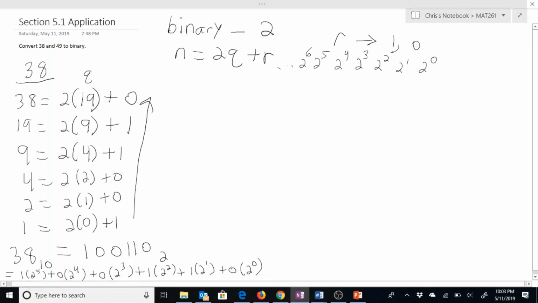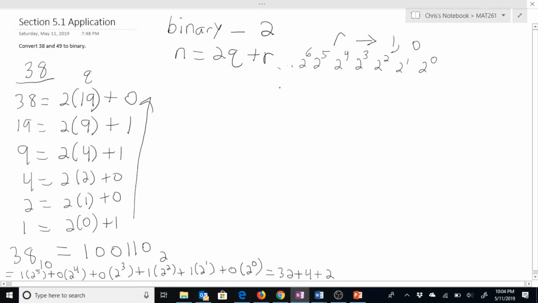So 2 to the 5th, this is 32. These are just zeros, we don't care about those. 2 squared will be 4, and then 2 to the 1st is just 2. And if we add 32, 4, and 2, sure enough, we get the number 38 back.